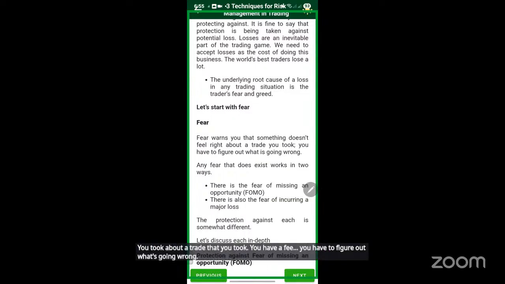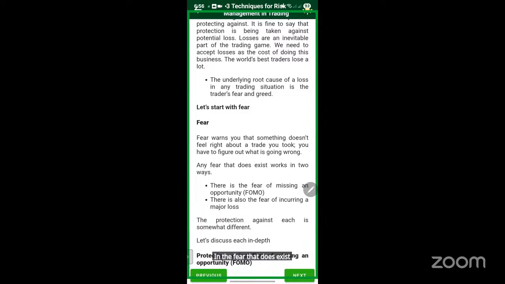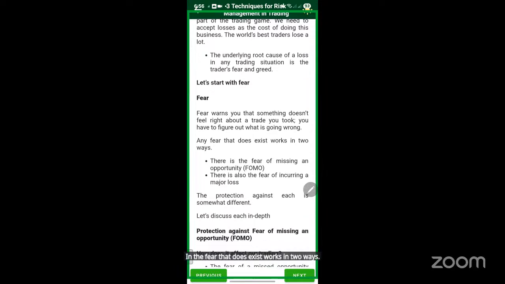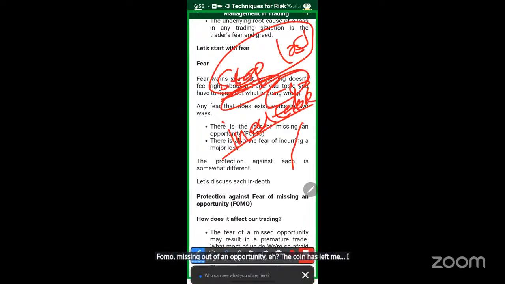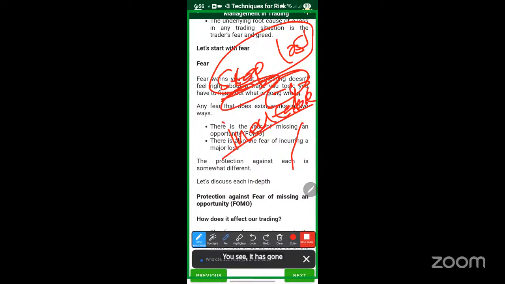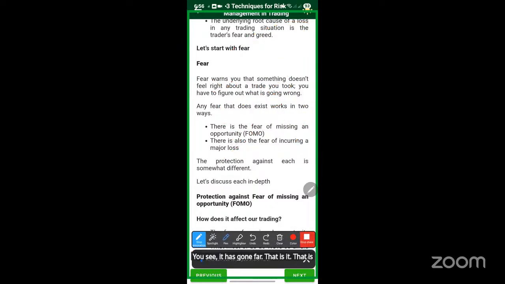Fear works in two ways. There is the fear of missing out, FOMO, missing out on an opportunity. The coin has left me, I've not traded, you see, it has gone far. That is FOMO, fear of missing out. The protection against each is somewhat different, so let's discuss each in detail. There is also the fear of incurring a major loss.